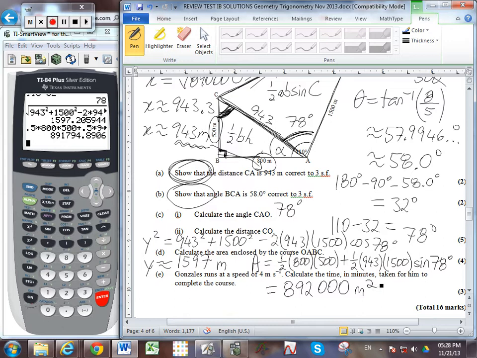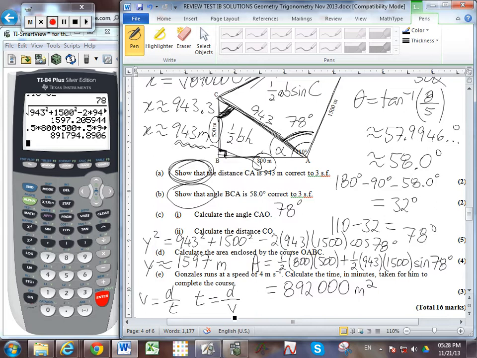Okay, Gonzalez runs at a speed of 4 meters per second. As soon as they've given us velocity, speed, you've got to be thinking velocity is distance over time. Write it down. Calculate the time in minutes taken for him to complete the course. So they're looking for us to find the time. Time, if we rearrange the formula, is equal to distance divided by velocity. You can see earlier in a previous video why this is.